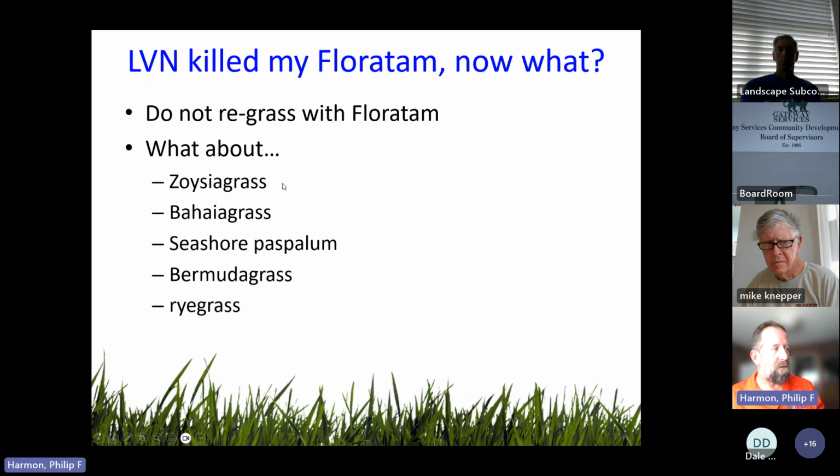Zoysia grass has its own issues as far as management of fungal disease, as far as management inputs that are required are generally higher, so it costs more to maintain than St. Augustine grass. Bahia grass is very low maintenance, but generally provides a lesser quality lawn than a zoysia or certainly St. Augustine grass. Seashore paspalum is not recommended for home lawns. It has many problems that prevent it from really being a viable option. Bermuda grass can be used, but again, to maintain Bermuda grass requires higher inputs to make it look nice than St. Augustine grass, certainly. So there are many other options to consider.